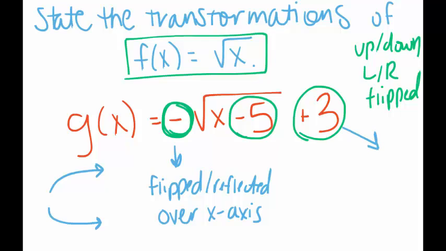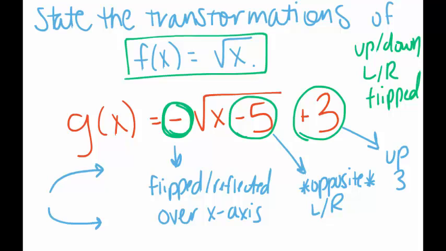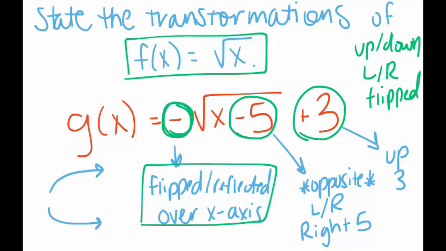This number tacked on to the end is an up-down movement. This has moved up 3 spots. So now I've sent it up. Every single point is up 3. And inside is always opposite of what we think. It's always a left-right movement, and it's opposite of what you think. So it looks like I went -5, which would be to the left 5, but I really went positive. I went to the right 5. So I have flipped over the x-axis, I have gone right 5, and I moved up 3.